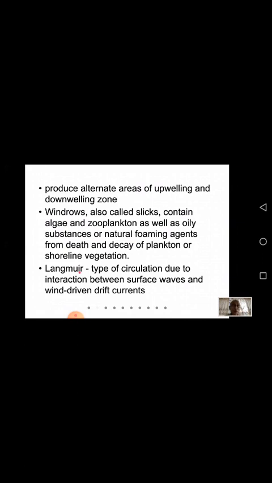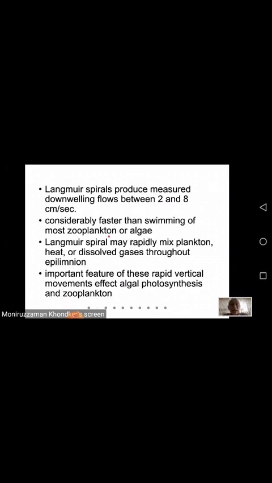So all these debris particles can accumulate in water and could lead to the formation of this kind of foam. So you know why windrows are formed and why we can see, on the surface of a large water body, this kind of rows of foam. These are formed because of the debris and other substances which are present in water. Langmuir type of circulation is due to interaction between surface waves and wind-driven currents. So all these are physical forces, and these physical forces affect the biology of water in a number of ways.